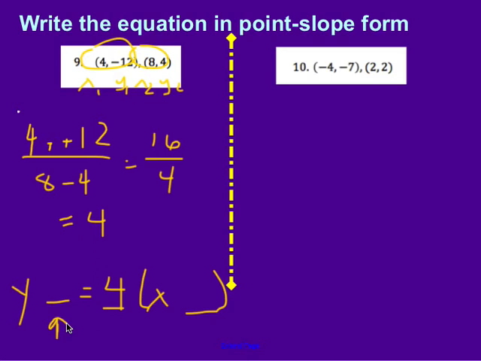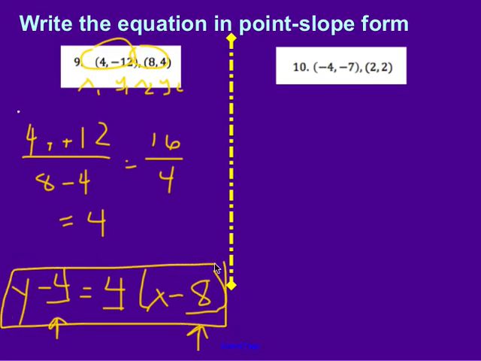Well, since my y coordinate is a +4, I'm going to put in a -4. And then here's the opposite of my x coordinate. Since my x is a +8, I'm going to do -8. So this right here is your point slope form. Again, you could have used the other point as well, and it would have meant the same thing.